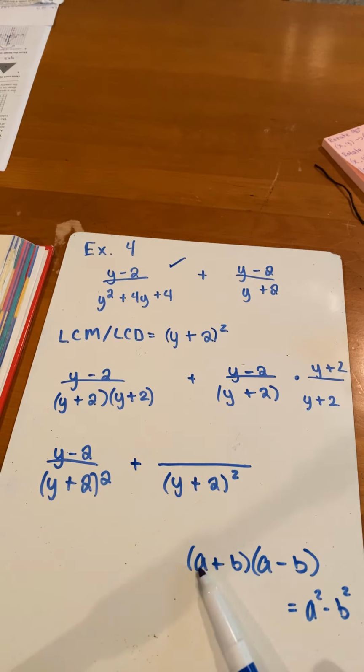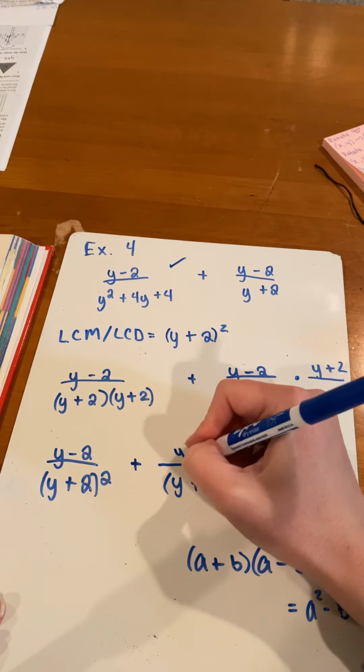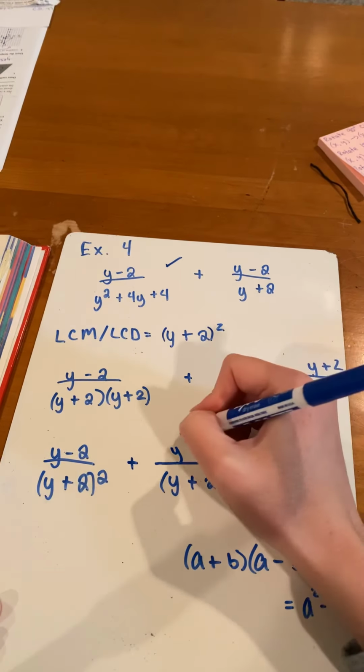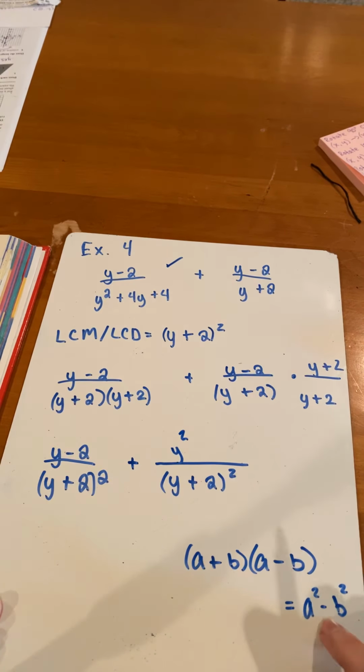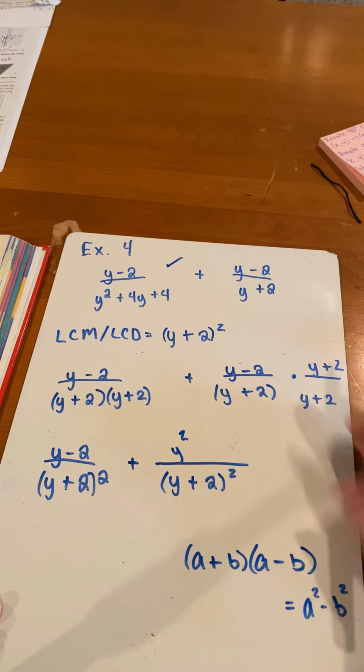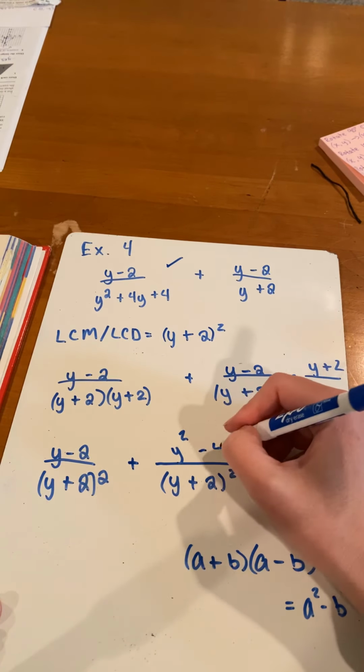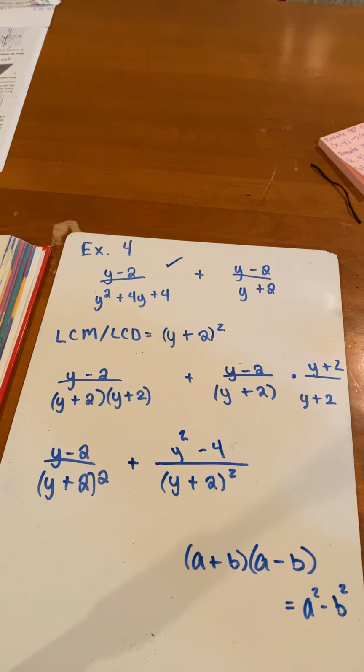Okay, what is my a value in my second expression? Well, it's y. So I need to square my y value in order to have my difference of perfect squares. So it's going to be y squared minus b squared. So what's b? b is 2. So what's b squared? If b is 2, 2 squared is 4. That is how we come up with the numerator of our second polynomial.